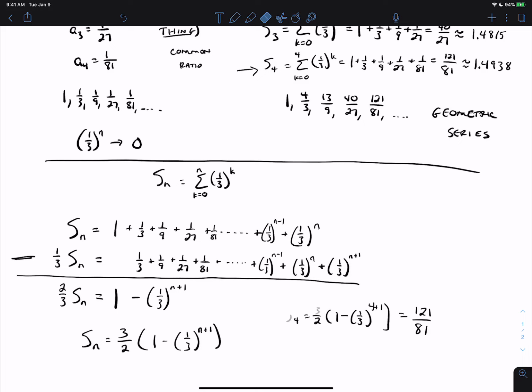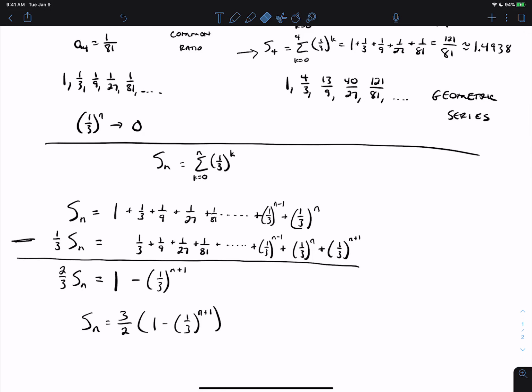The main thing is we're trying to figure out whether the series or sequence converges or diverges. And so we're looking at the limit of this as n approaches infinity. Well, if we think about what's going on, as n approaches infinity, we have 3 halves, that's going to stay the same. We have 1, that will stay the same, but now it's 1/3 to the infinity, which will go to 0. That means this is going to converge to 3 halves, which means that this infinite series, this infinite sum, converges to 3 halves.